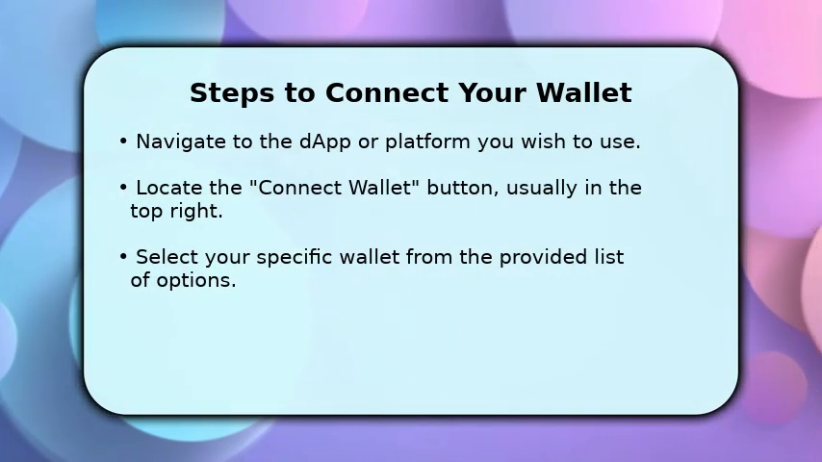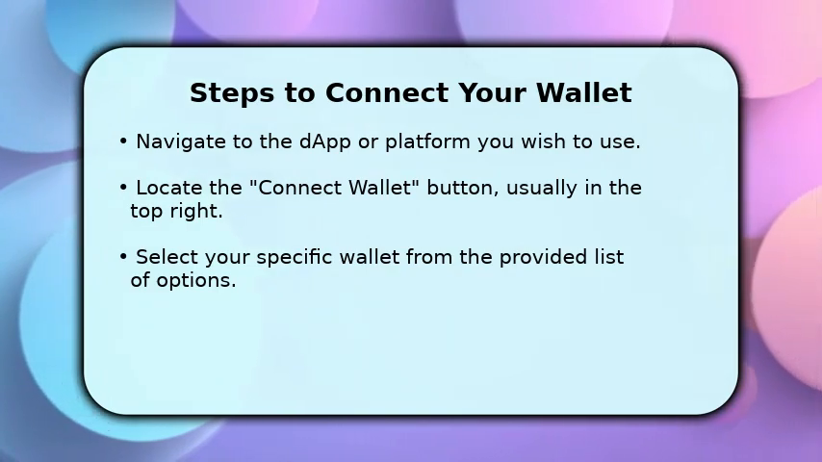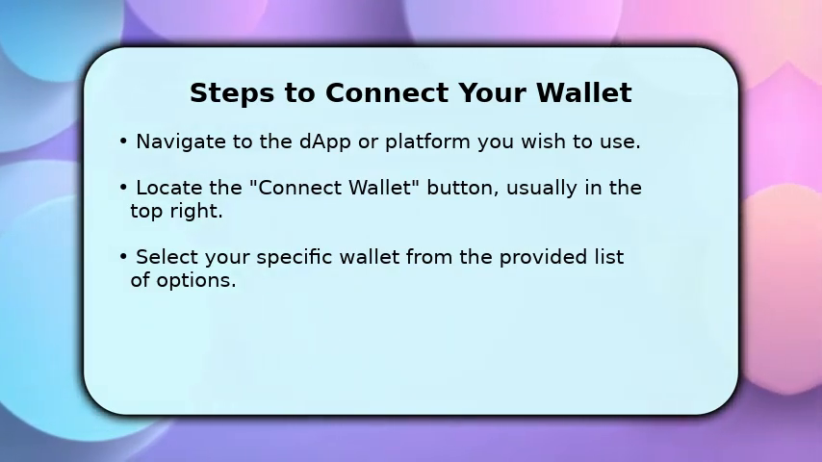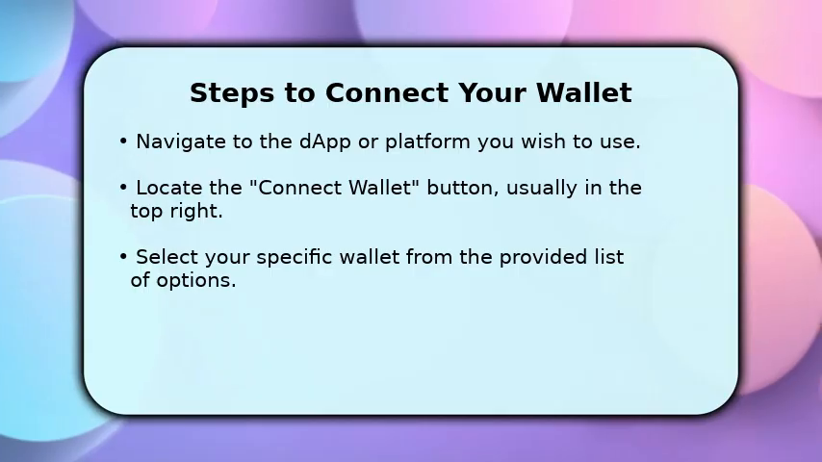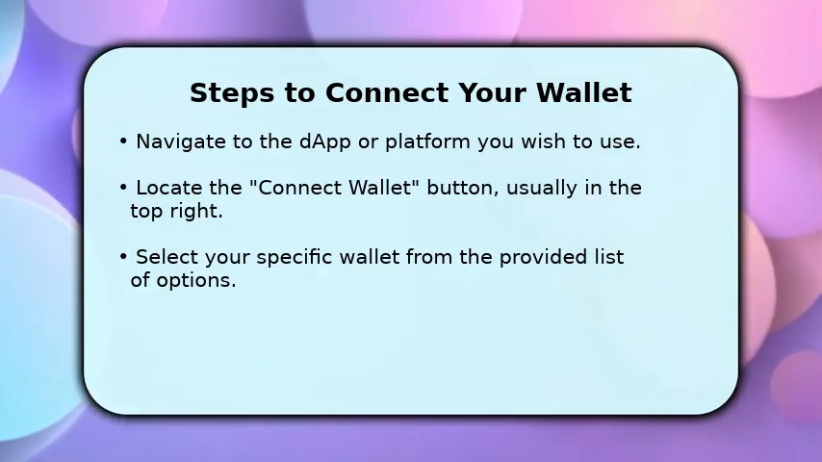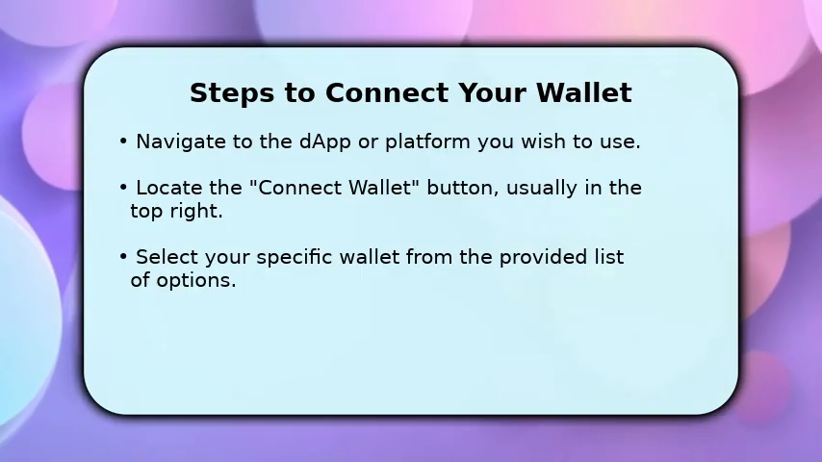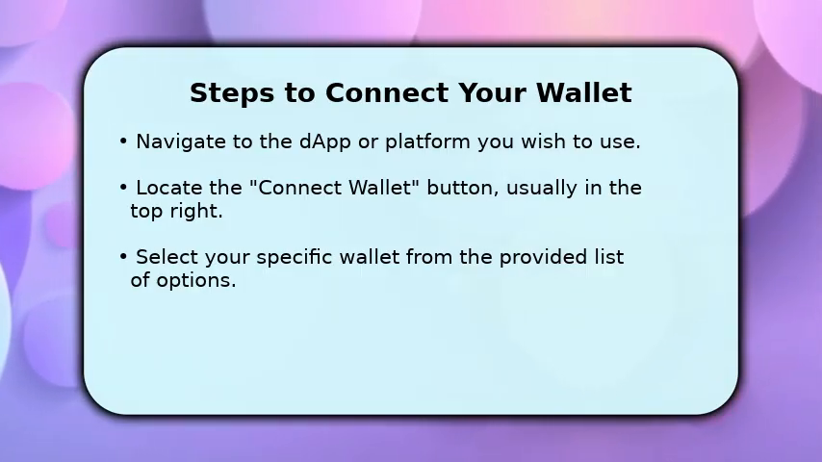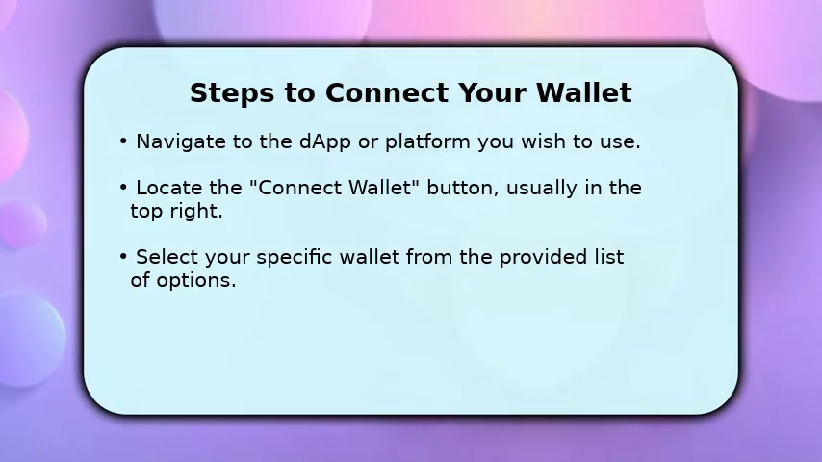Now, let's walk through the connection steps. Begin by visiting the decentralized application or platform where you want to connect. Look for a prominent Connect Wallet button, typically found in the upper right corner of the screen. Clicking this will present a list of supported wallets. Simply choose yours to proceed with the connection.